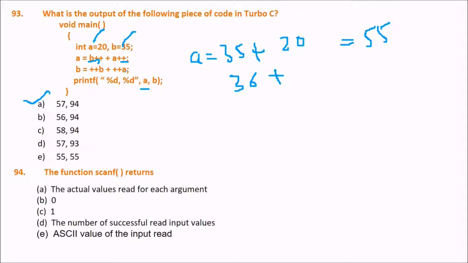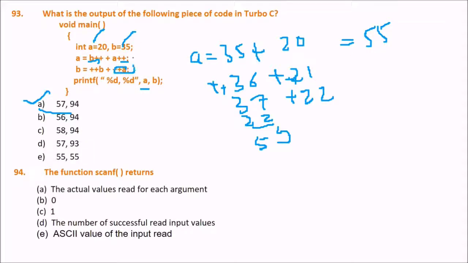And plus plus A, this A plus plus has already taken place, so it will be 21. And we have plus plus also here, so that will be 37, plus this will be 22. So 37 plus 22 will be 59. B will be 59. These are the options. So let us answer first that A will be 55, and then A will be again incremented, 55 plus 56, right? So that will be somewhere here.